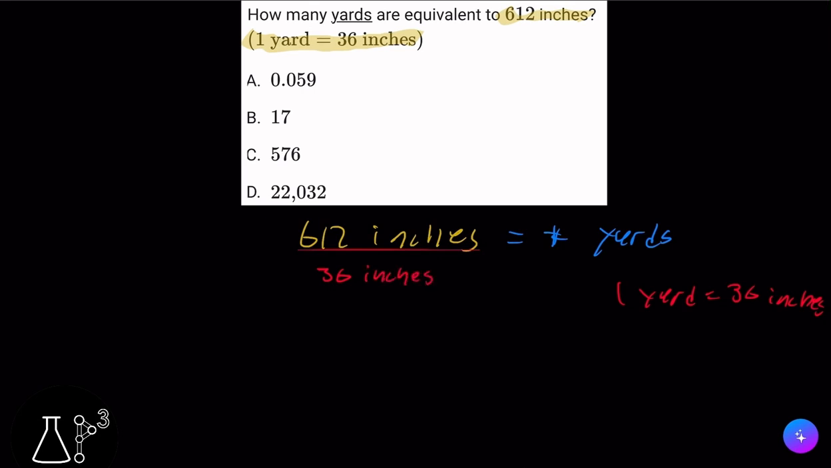And we're going to get a number of yards. If you plug that into a calculator, 612 divided by 36 gives you 17. So how many total yards are there in 612 inches? That gives you 17 yards. So the answer is B.